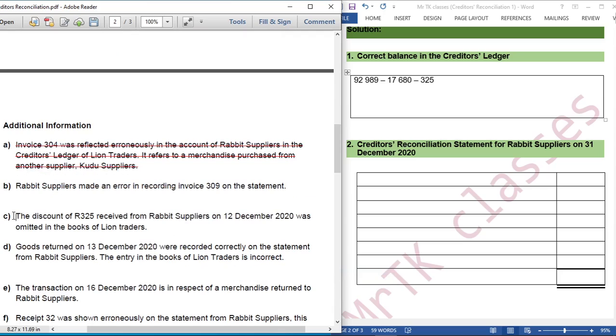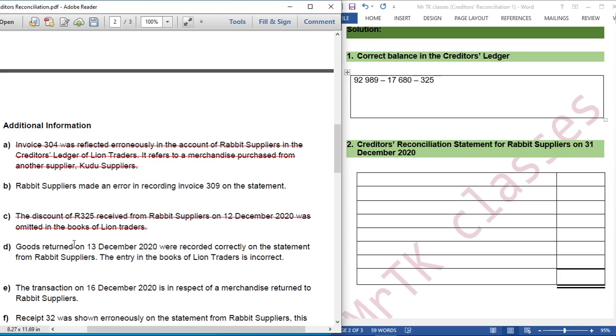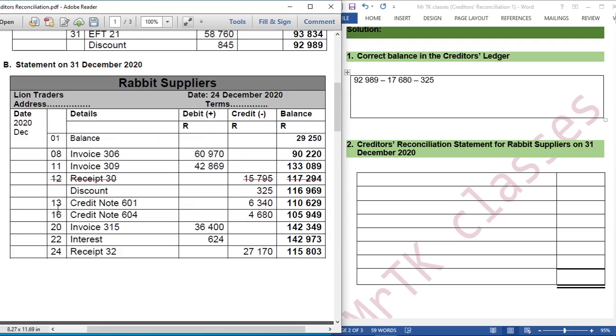Then let us move to D. Goods returned on 13 December 2020 were recorded correctly on the statement from Rabbit Suppliers. The entry in the books of Lion Traders is incorrect. So this return, right? This return.